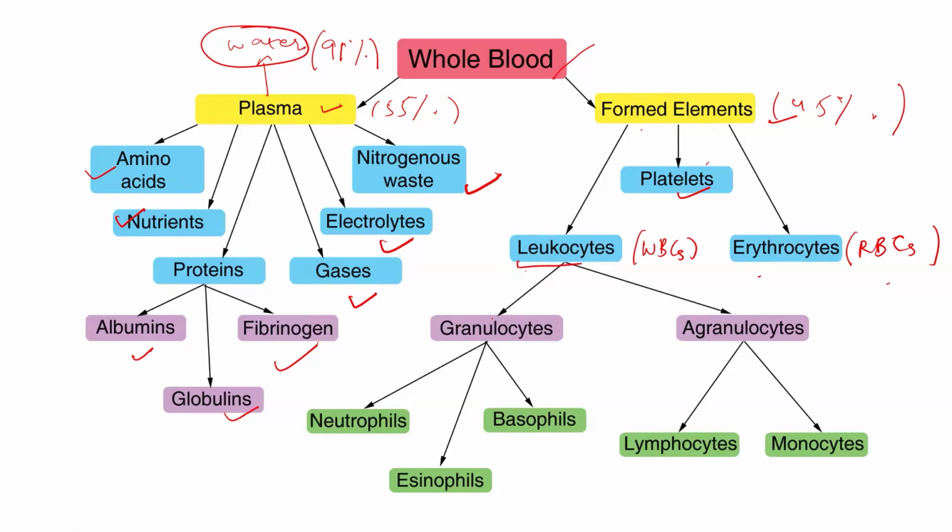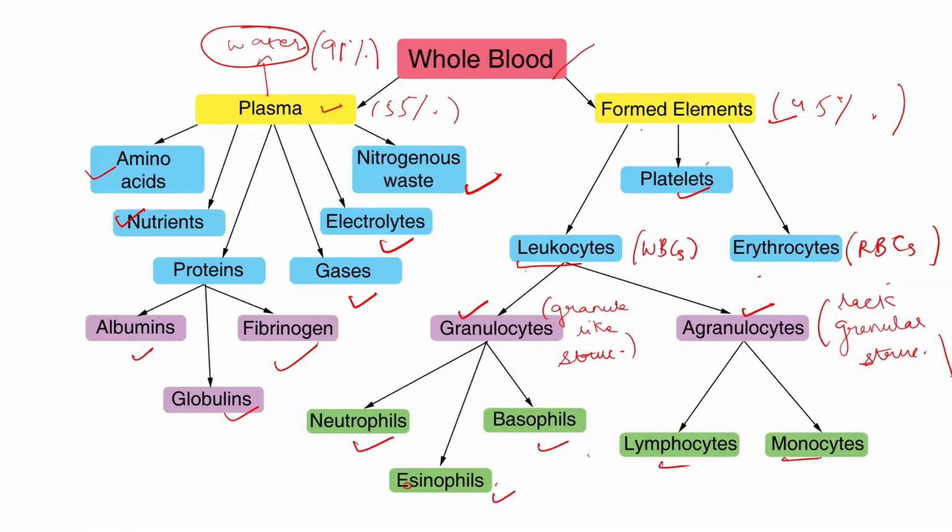Leukocytes can be of two types, granulocytes and agranulocytes. Granulocytes contain granule-like structures, and agranulocytes lack granule-like structures. Granulocytes are mainly neutrophils, basophils, and eosinophils. Agranulocytes are lymphocytes and monocytes that help in phagocytosis and production of antibodies. Lymphocytes can be B cells and T cells that help in fighting the infection.